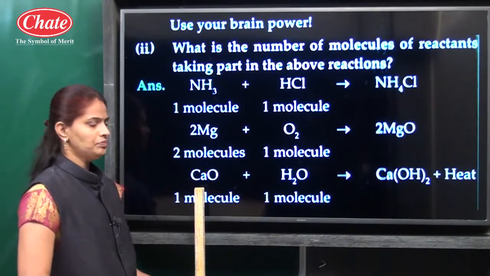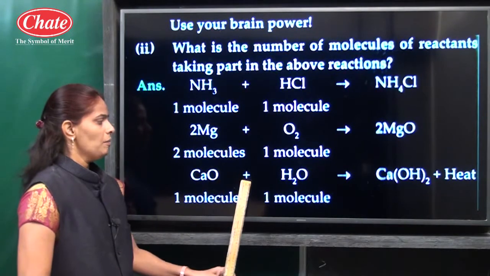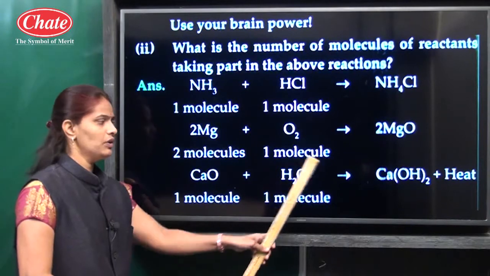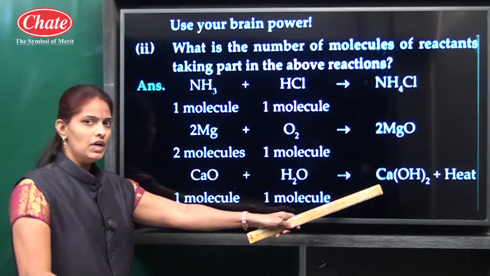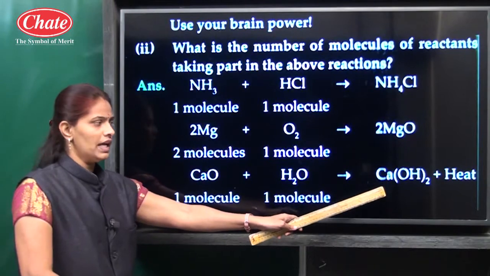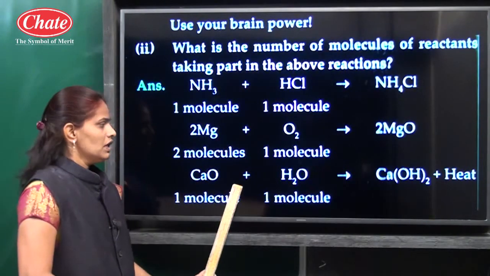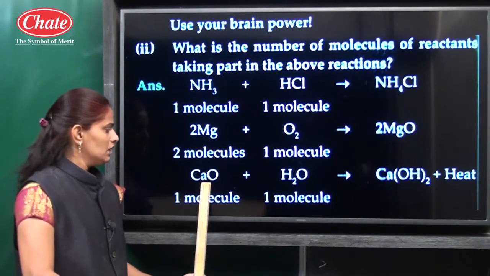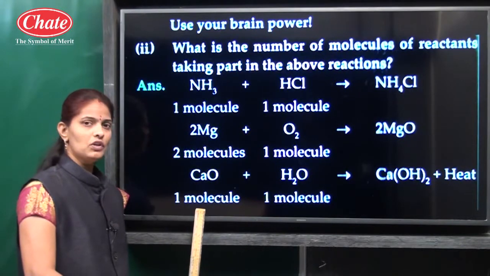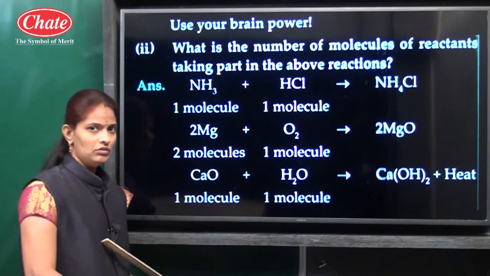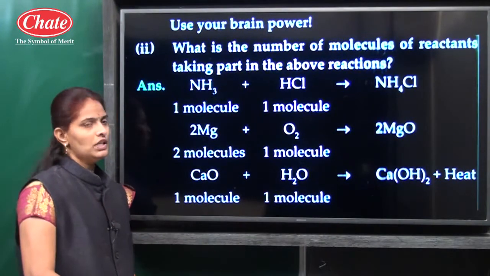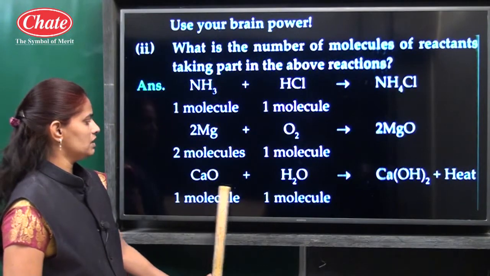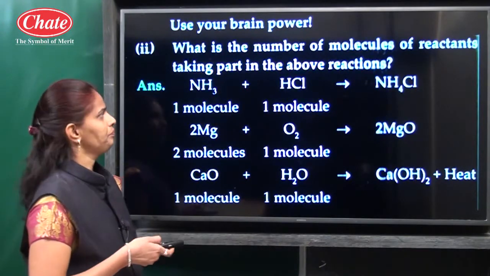The third reaction, calcium oxide plus water, it means quick lime reacts with water, then we get calcium hydroxide, that is slaked lime or lime water. Okay, so it is an exothermic reaction as well as a combination reaction. So here 1 molecule of calcium oxide is present in that reaction and 1 molecule of water takes part in that chemical reaction. So the answer is 1 molecule of calcium oxide and 1 molecule of water.